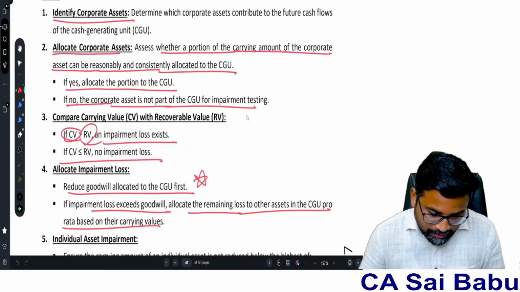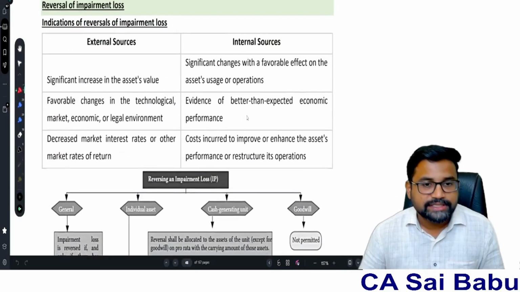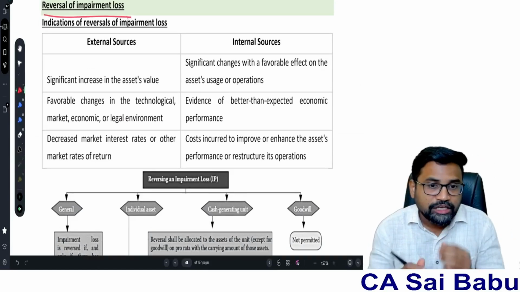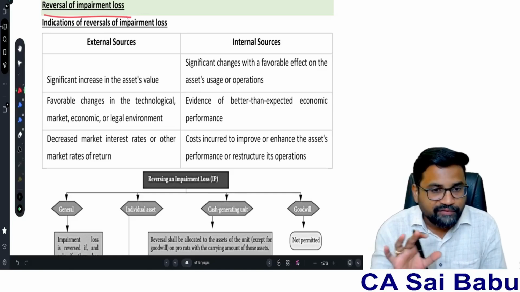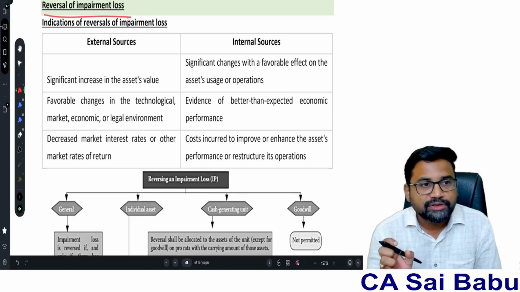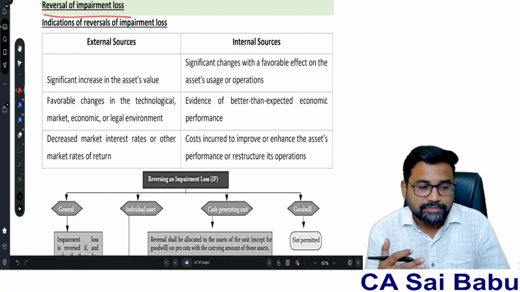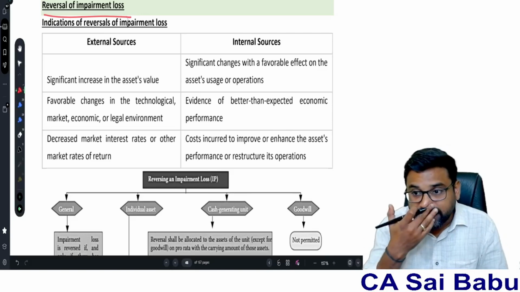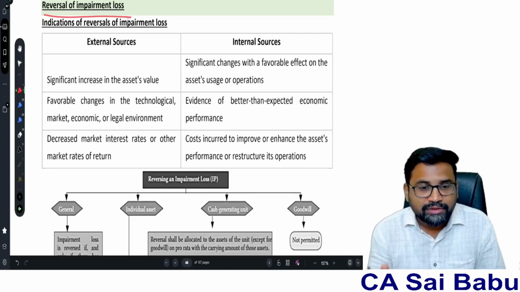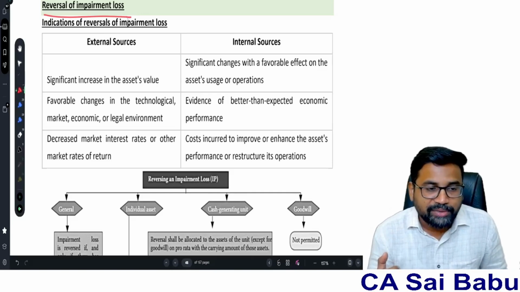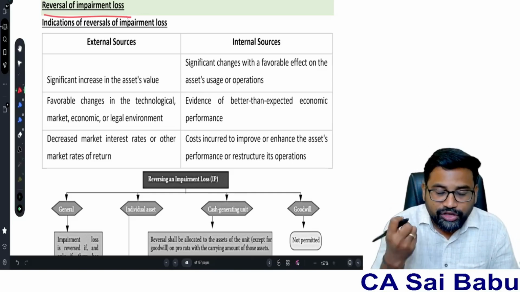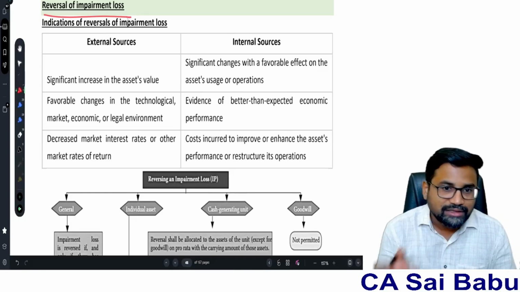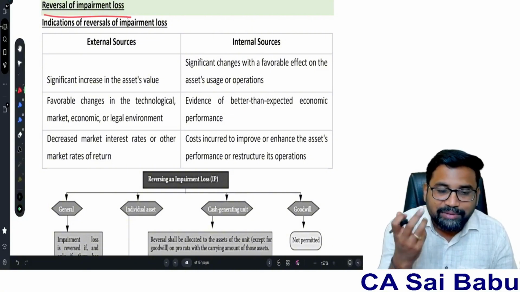Now, the last concept of this standard is reversal of impairment loss. Till now we have discussed impairment loss for an individual asset and as a group, CGU. Now reversal of impairment loss. Suppose there are indicators, internal indicators, external indicators, which are very adverse, negative. So we booked impairment loss. We tested for impairment, and if we arrived that our carrying amount is more than recoverable value, we recognized it as our impairment loss.